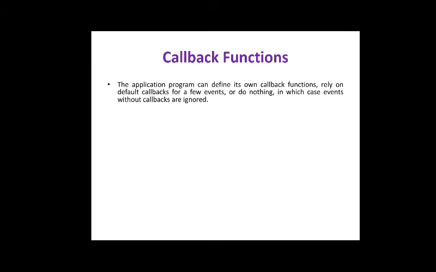An application program can define its own callback functions, which rely on the default callbacks for a few events, or do nothing, in which case events without callbacks are ignored. Means either it will do something for events or do nothing. So this GLUT, that is a utility toolkit, uses this callback mechanism to do its event processing. Whatever events we mention in our event queue, all that event processing is done by this callback mechanism. So callbacks simplify the event processing for the application developer.